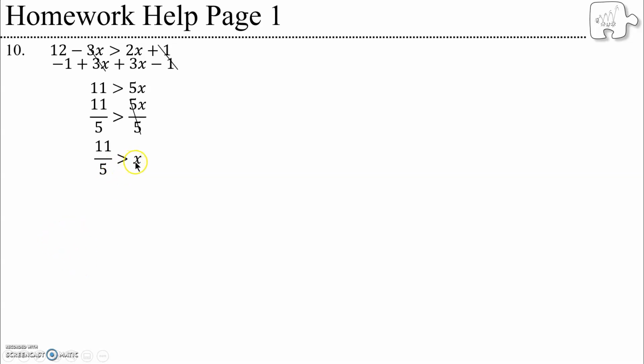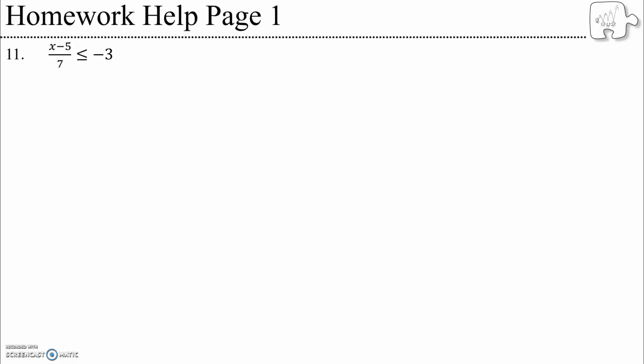Because this means that x cannot be 11 over 5. It could be any number that is just a little bit bigger than 11 over 5, or a lot bigger. So moving on, now we're going to do problem 11.